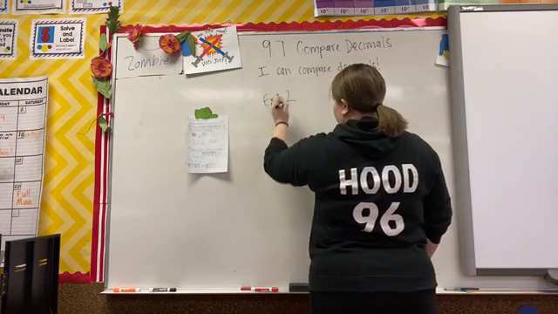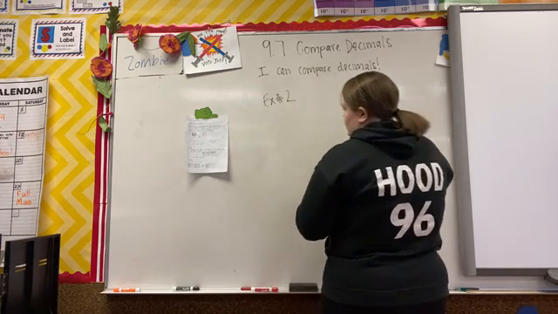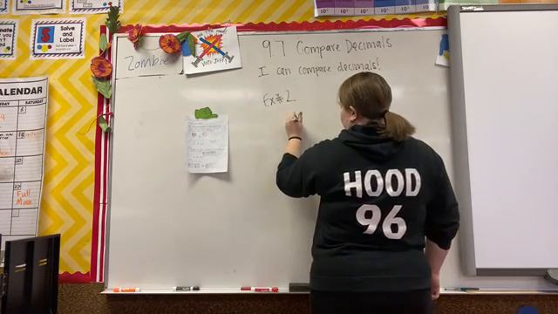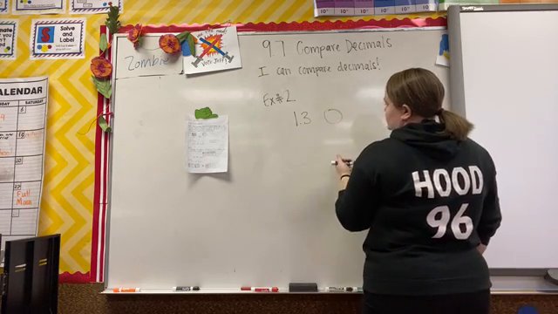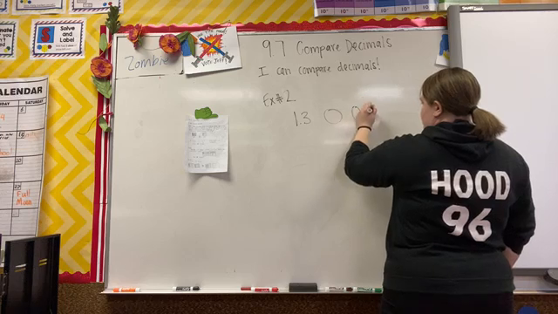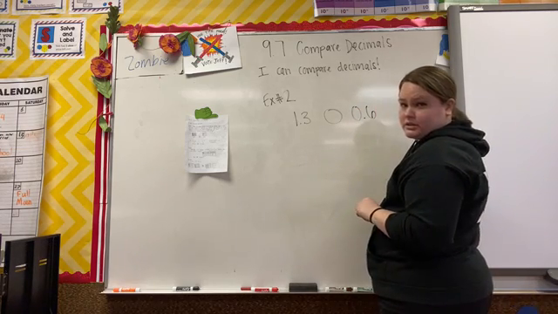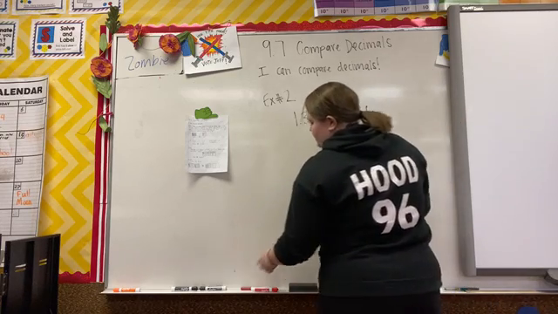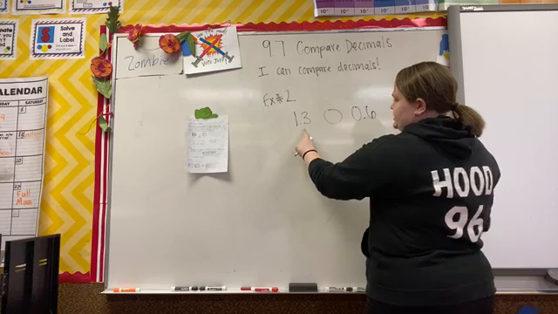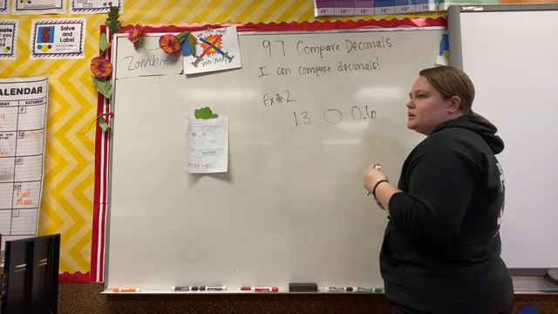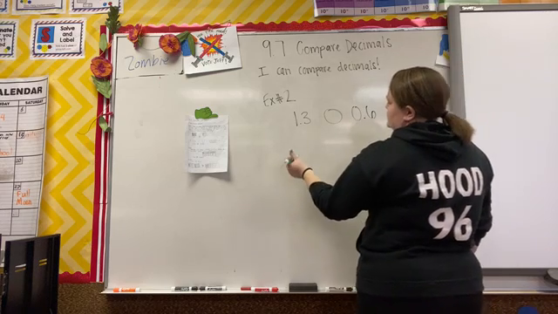Example number 2. This marker is going out. Okay, I have 1 and 3/10 compared to 0 and 6/10. Both of these markers are going out. Hopefully you can see the green. I'm going to try it. Okay, I'm going to represent this with grids. Okay, I have 1 and 3/10 and 6/10.